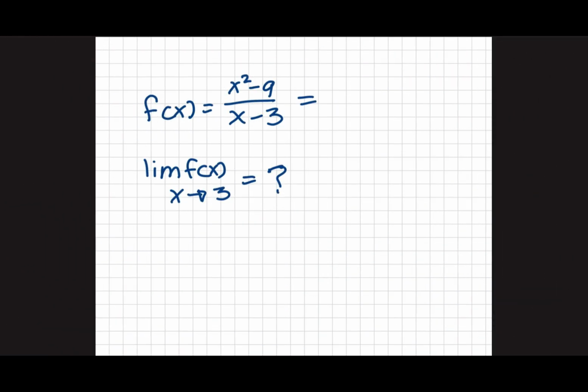Now, you might be thinking, why not just plug in the number and be done with it? Sometimes you can, but sometimes you can't. For example, I have this equation, f of x equals x squared minus 9 over x minus 3. And the question I'm going to ask is, the limit of f of x as x approaches 3. So, if we try to plug in 3 here, we get 3 squared minus 9, which is 9 minus 9, over 3 minus 3, which equals 0 over 0, which is not a number.